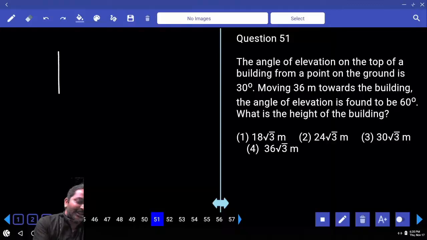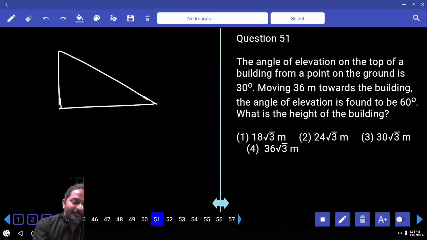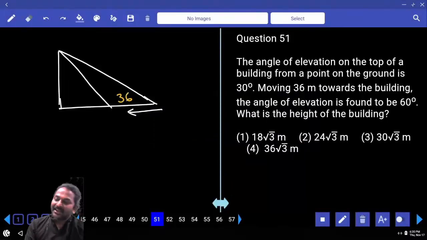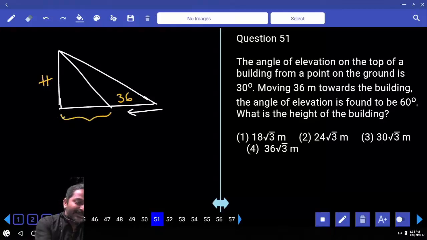Right. Now, this is the height. Somewhere here, the angle they mentioned is 30. Now, moving towards the building, how many meters did they say? 36 meters. They said the angle is 60 degrees. Now, we were asked to calculate the height of the building. From the base to this place, let me treat it as x.